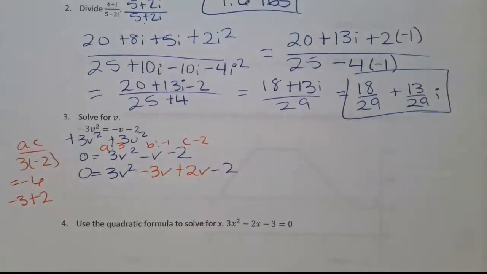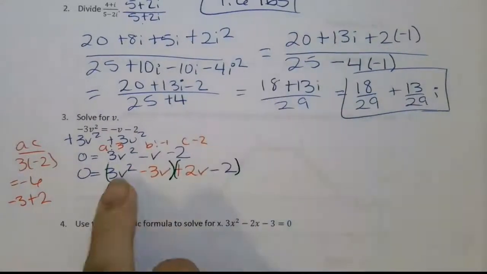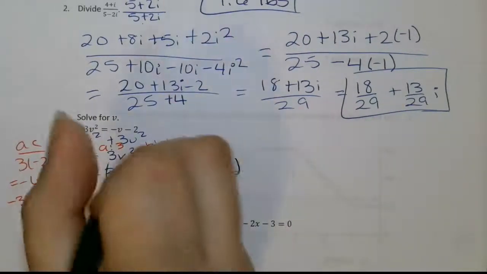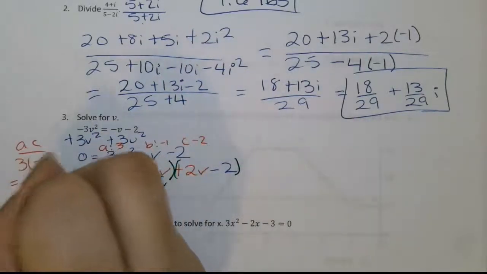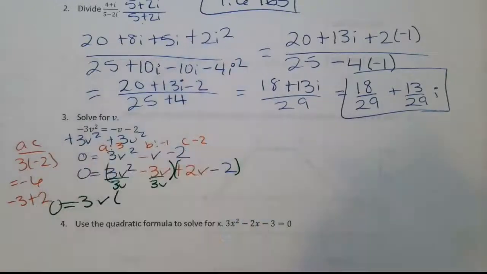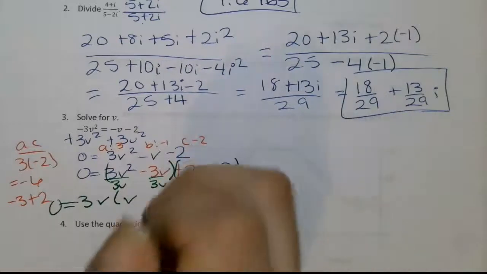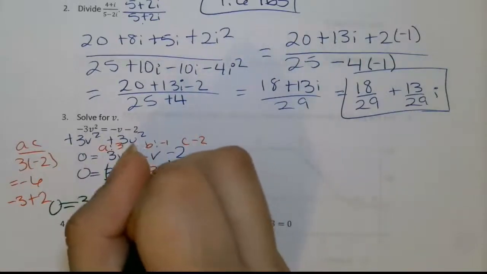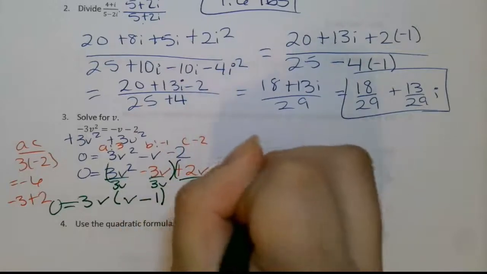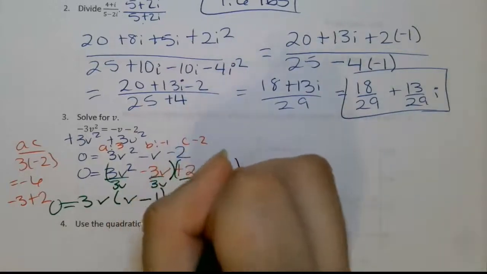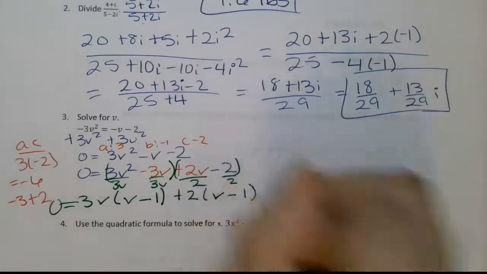Then I want to go ahead and split these up so I can factor by grouping. In my first group, I have 3v in common, so I'm going to divide out 3v on both parts. I still have 0 equals 3v goes outside. 3v squared divided by 3v is v. Negative 3v divided by positive 3v is -1. Over here, I'm dividing out 2. I have plus 2. And then 2v divided by 2 is v. -2 divided by 2 is -1.